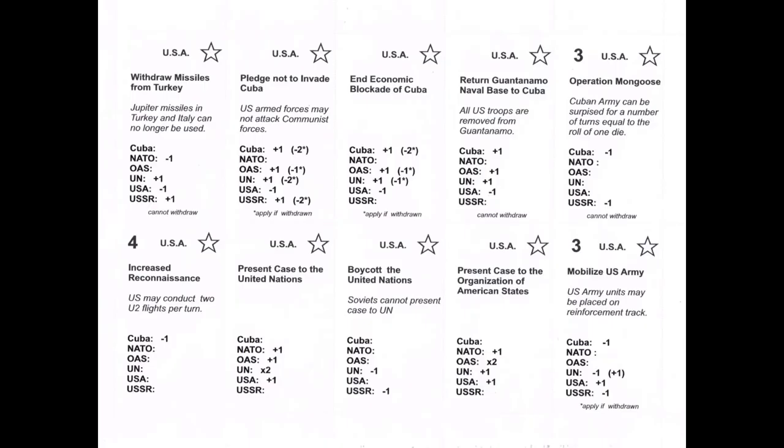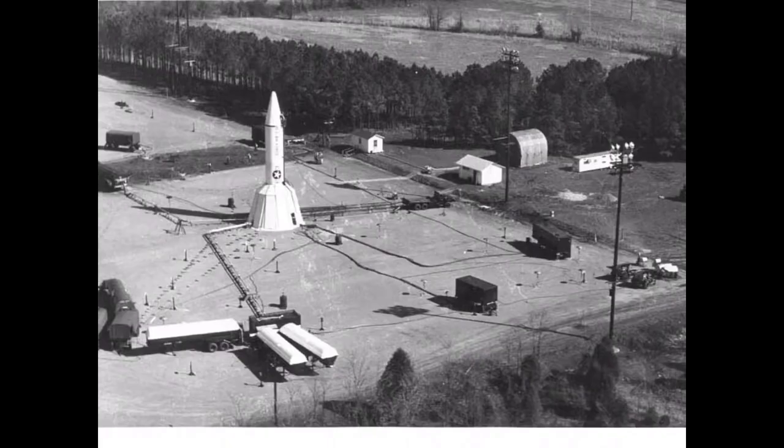So here you can see withdraw missiles from Turkey, pledge not to invade Cuba, end economic blockade of Cuba, return Guantanamo naval base to Cuba, Operation Mongoose, which basically makes the Cuban army disorganized. So it gives the Americans a military advantage if they want to invade Cuba. Increased reconnaissance, which allows them to fly 2 U-2s per turn, not one. Present the case to the United Nations, boycott the United Nations, present the case to the Organization of American States, and mobilize the U.S. Army.